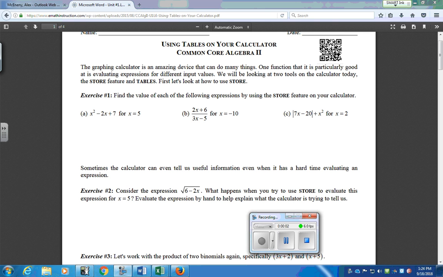Hey guys, we're going to look at how to use the table function on the calculator to do some substitution, also find specific points, and we'll also discuss what a zero is and how to find it using the graphing table. So we're going to look at a couple of the exercises for exercise 1. They want us to use the store feature on the calculator. We're not going to use that. We're going to just substitute, which is what we've been doing in class.